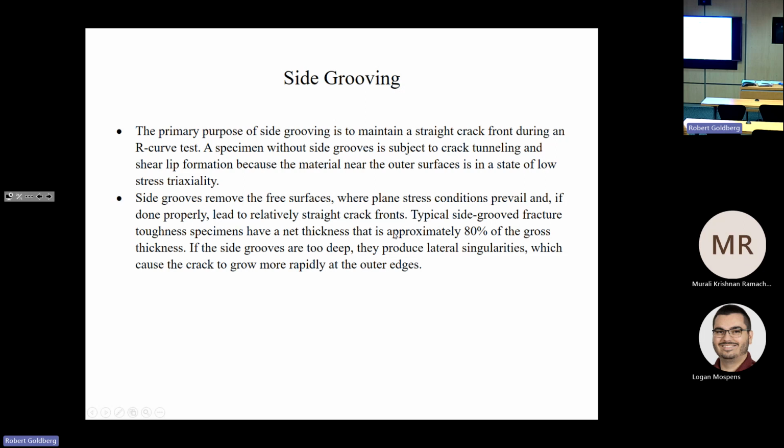So the side grooves remove some of these free surfaces where plane stress conditions prevail, and if done properly lead to relatively straight crack fronts, which is good. We want our crack to just progress in a straight line. And typical side groove fracture toughness specimens have a net thickness that is approximately 80% of the overall thickness.